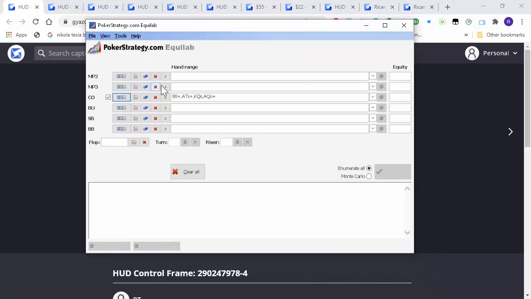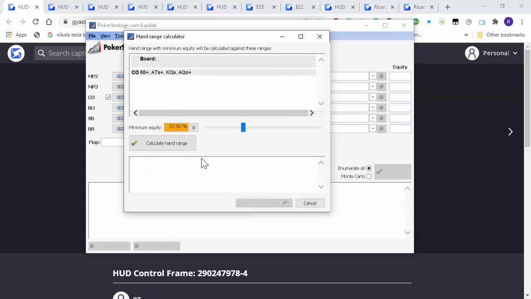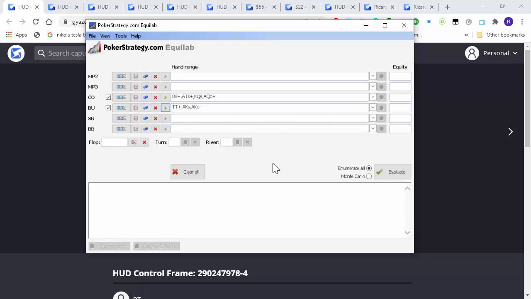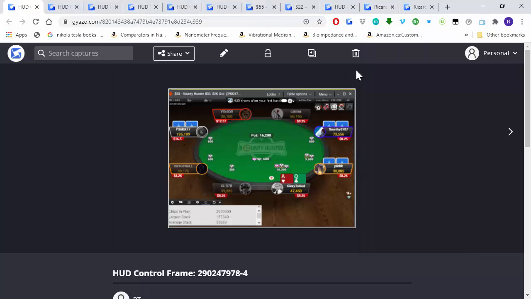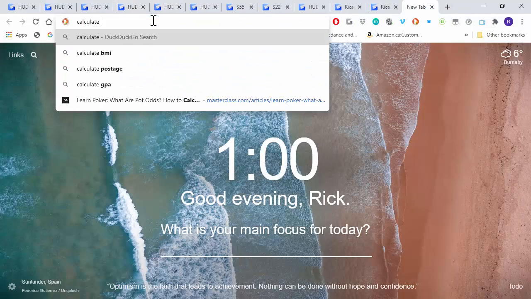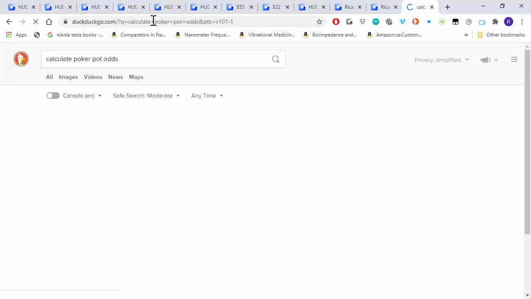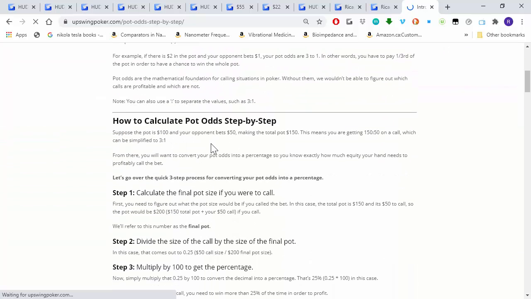I don't know if it's going to be that loose, but let's just say it is. Obviously, for sure, I have enough equity. I gotta like Google how to do odds. Suppose pot is 100 and opponent bets 15, making it 115 until pot. This means you're getting only 50 to 1.